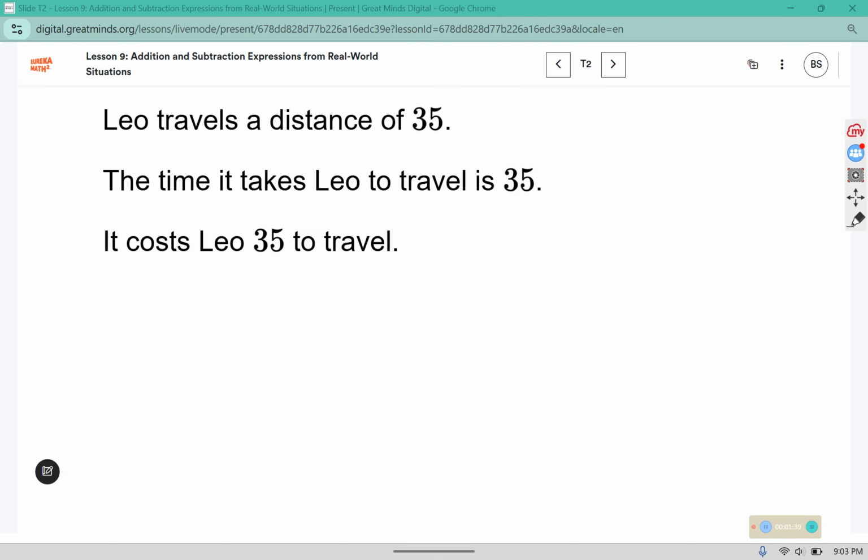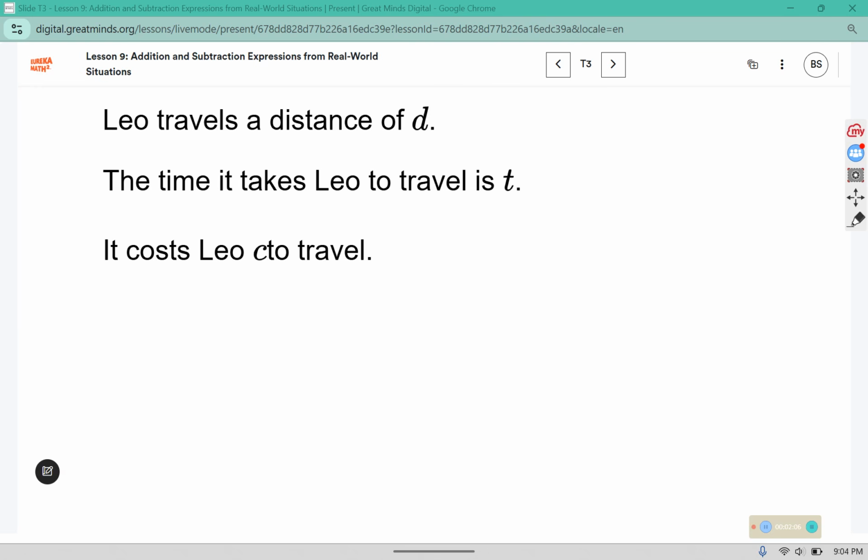Or something costs 35 cents or $35,000. Does it take him 35 seconds? 35 years? Those units give us a clear idea of how long, how far, and how much it would be.